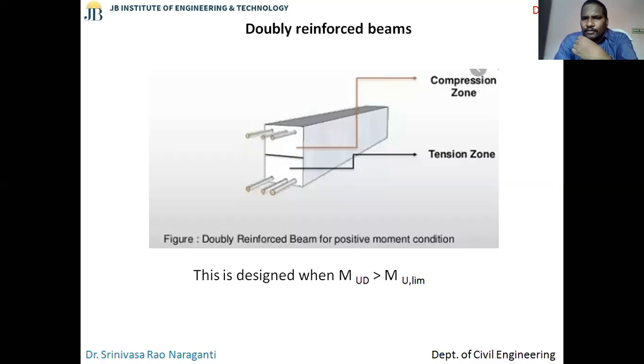That means a singly reinforced beam cannot take a moment more than that of a balanced section. No such beam can. That's why we have to go for the design of doubly reinforced beams. So if your moment is a little more than the moment of resistance of a balanced section, then we go for doubly reinforced beams. This is the simple concept.